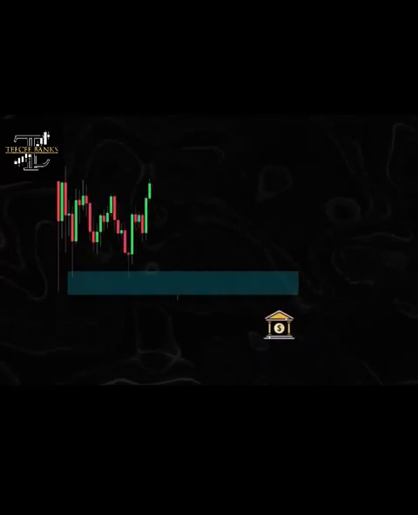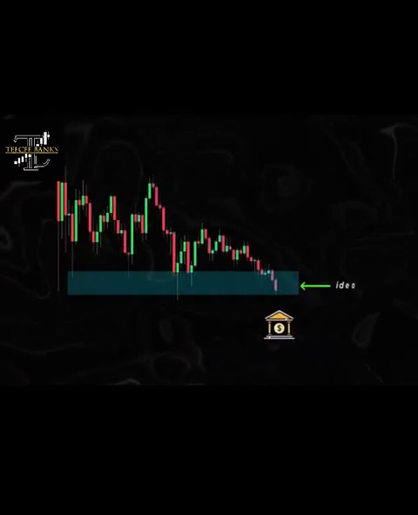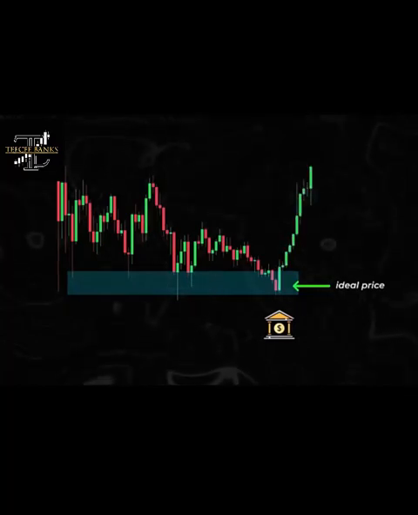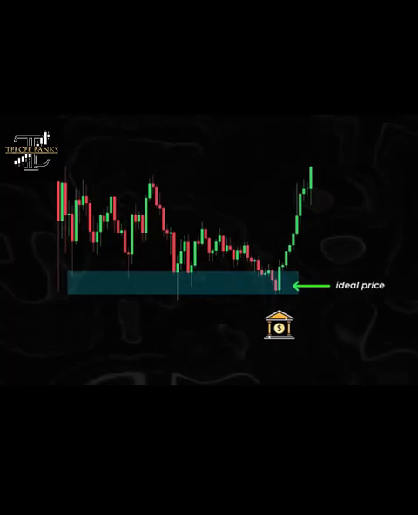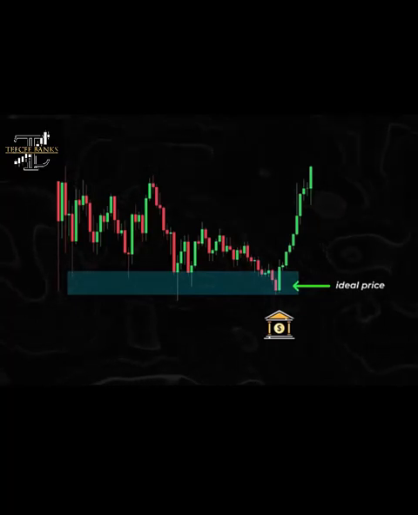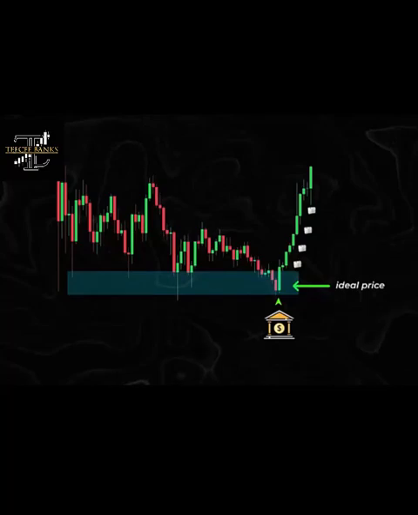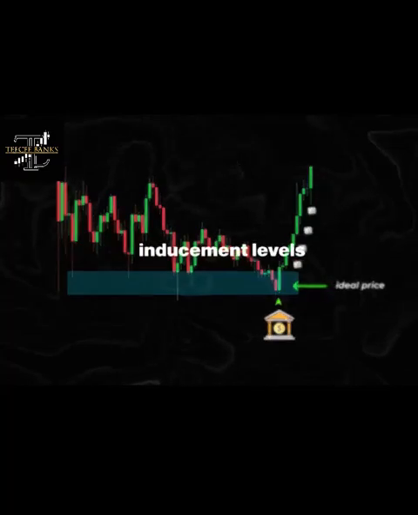First, let's understand that large institutions want to enter the market at an ideal price, but due to their massive capital, they can't do so without moving the price. Unlike retail traders who can enter positions easily, smart money couldn't enter positions that easily, as their large orders would push the price up, causing their average entry price to be higher. So, in order to enter at a lower price, they use inducement levels.